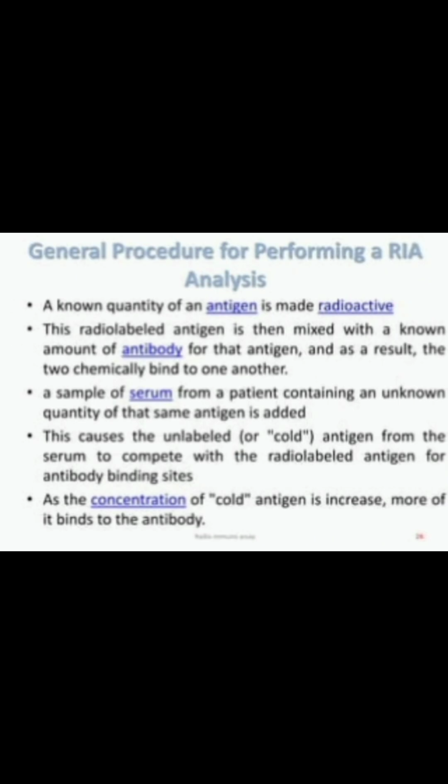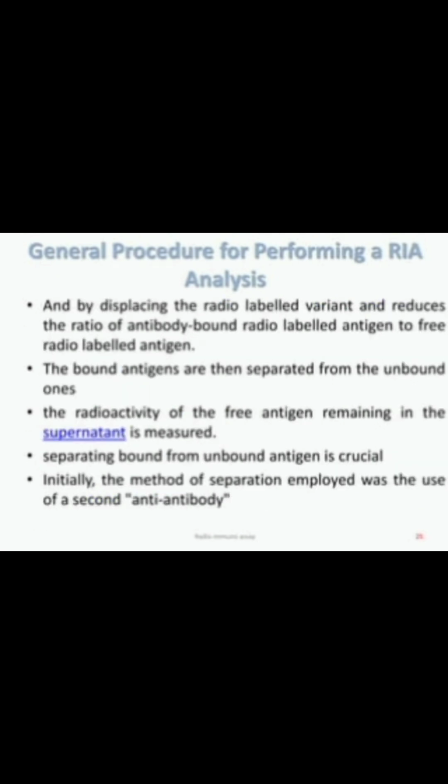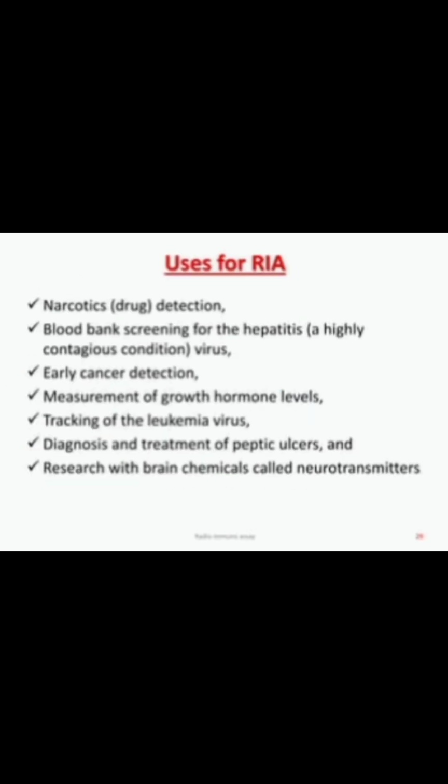The general procedure of performing a radioimmunoassay is: a known quantity of antigen is made radioactive, radio-labeled antigen, then mixed with a known amount of antibody. A sample of serum is added and the supernatant will be measured. Separating bound from unbound antigen is crucial. Initially, the method of separation employed was an anti-antibody. The bound antigens are then separated from the unbound ones. The image depicts the radioactive antigen, the first antibody, and then the addition of unlabeled antigen. Finally, the second antibody is added.